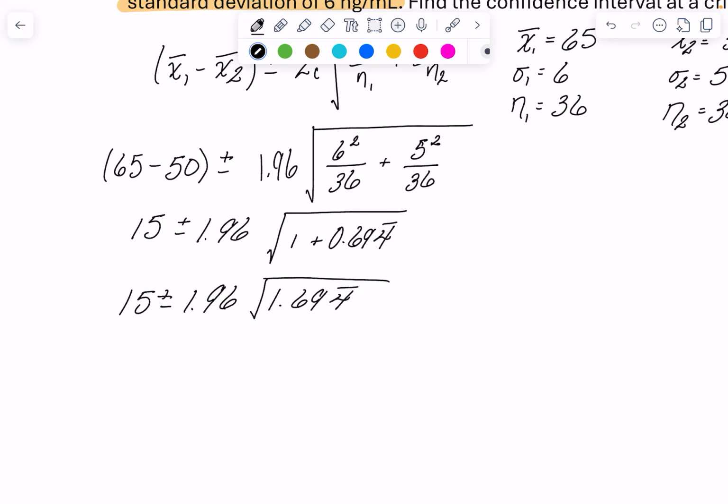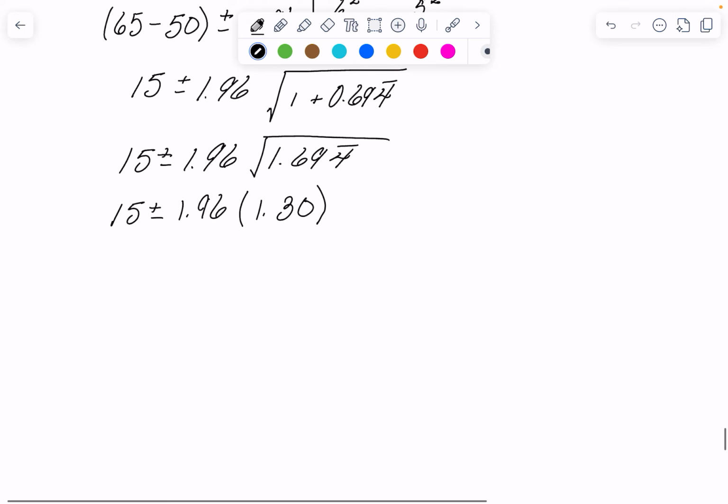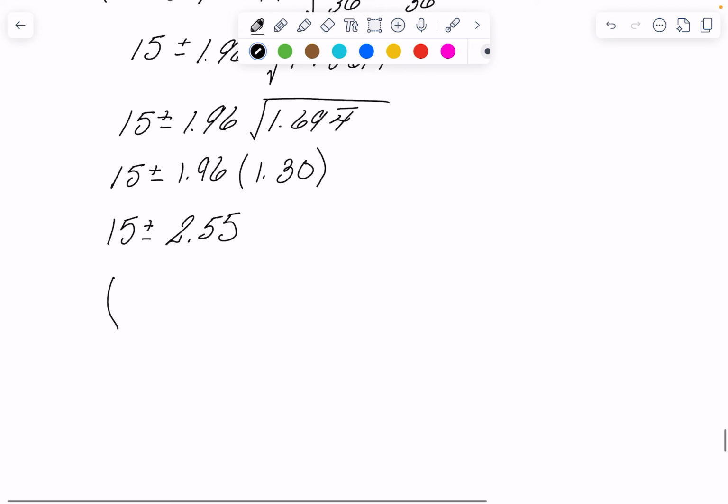Taking the square root of that value, we get about 1.30. Multiply that 1.30 by 1.96. This one might be a little bit more accurate because I didn't round it. I just used whatever the output was from the calculator. But I got 2.55 there.